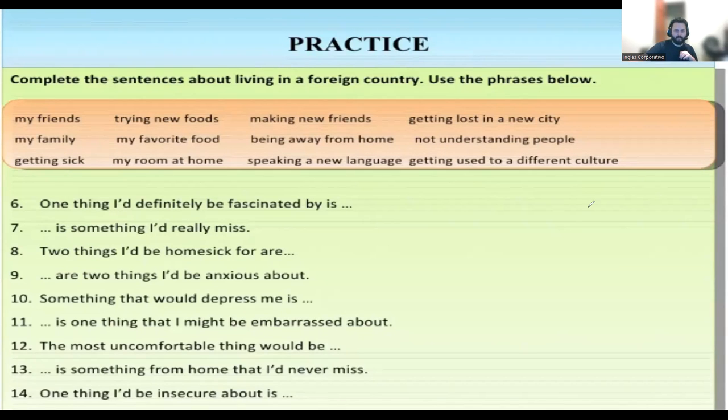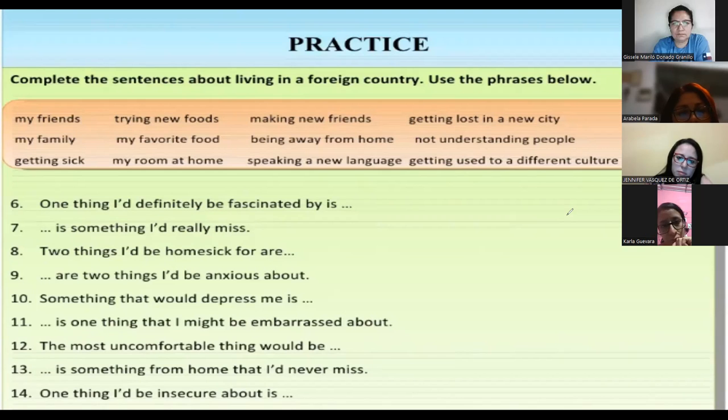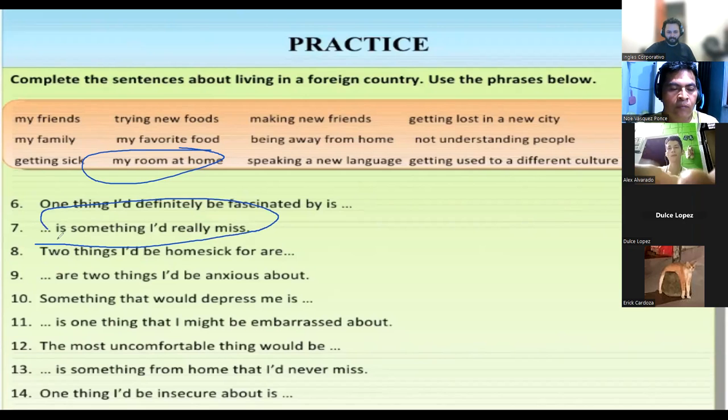Let's see, Noé Vasquez. What do you have, Noé? Number 7. I really miss my room at home. Notice, guys, that this is an object, right? So this is the second part of your sentence, right? Not the first one. So you should say, for example, making new friends is something I really miss, right? All right. So you said my room at home is something I really miss. Okay, that can be a right answer. Very good. Thank you, Noé. All right.